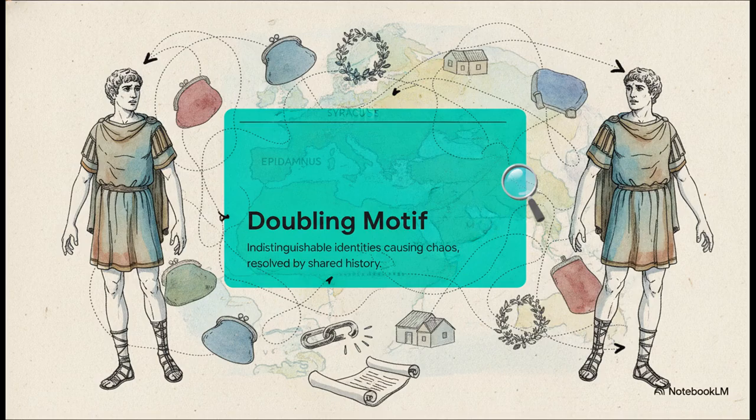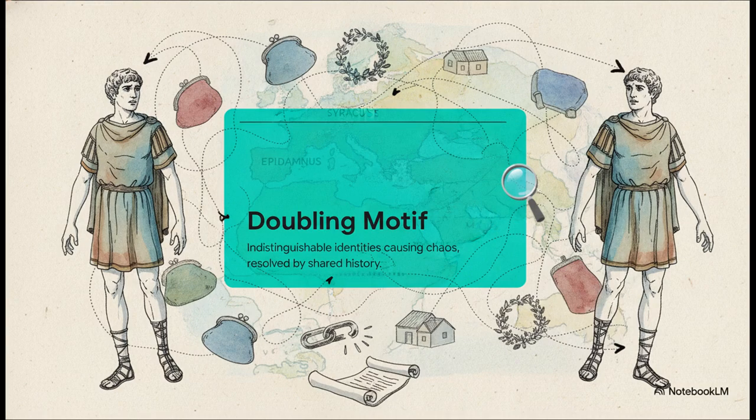So what exactly is the doubling motif? Think of it as a relentless narrative engine fueled entirely by two indistinguishable twin brothers, Menaechmi of Epidamnus and Menaechmi of Syracuse, who, by the way, was formerly known as Sosicles. The absolute absurdity mathematically kicks off when the Syracuse twin docks in Epidamnus after spending 6 long years searching the Mediterranean for his lost brother. The catch? Nobody in the city knows the second twin exists. Not the local twin's wife, not his mistress, Erotium, and certainly not his favorite parasite, Paniculus.